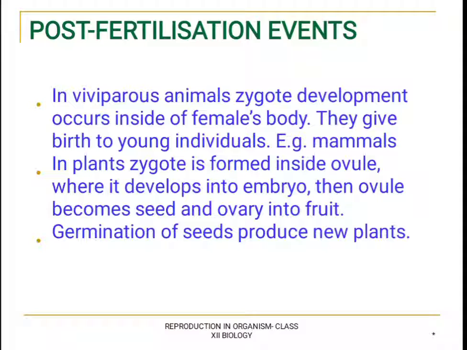And the animals in which the development of the zygote into young ones takes place inside the body of the female parent are called viviparous. After attaining a certain stage of growth, the young ones are delivered out of the body of the female organism. Example, majority of the mammals including humans. The chances of survival of young ones is greater in these organisms because of proper embryonic care and protection.